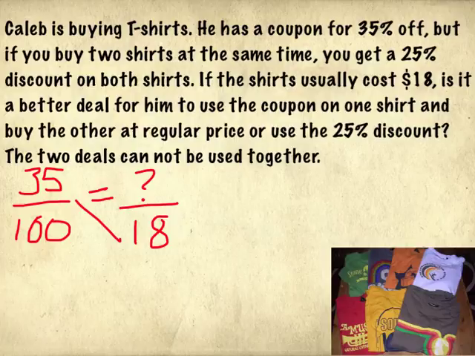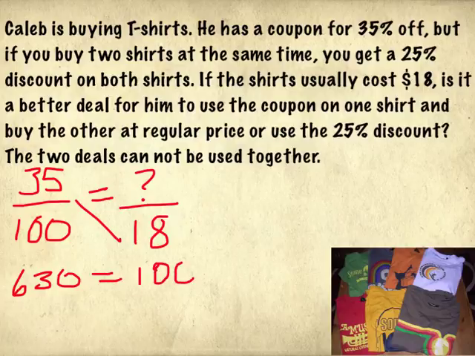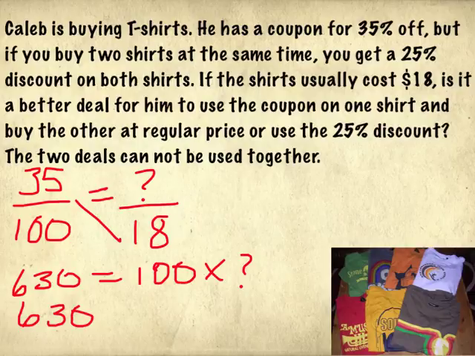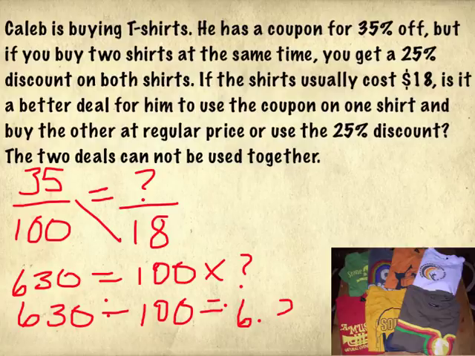35 times 18, and you can't see it, but I just did that on my calculator to get 630, equals 100 times question mark. So if I use my fact families, I know that 630 divided by 100 will give me my question mark. And I'll do that on my calculator too, and it's 6.3, which in money terms is $6.30.